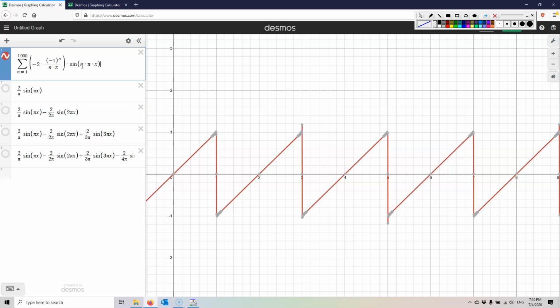Sine of 1 pi x, sine of 2 pi x, sine of 3 pi x, 4 pi x, and so on. Each one multiplied by a different value, right? And the value here is fairly simple. It has this pattern of 2 over 2 pi, 2 over 3 pi, 2 over 4 pi, 2 over 5 pi, and so on, with plus and minus signs alternating.